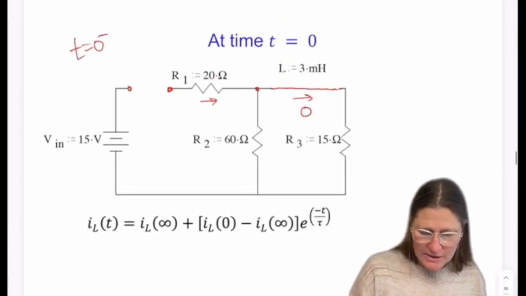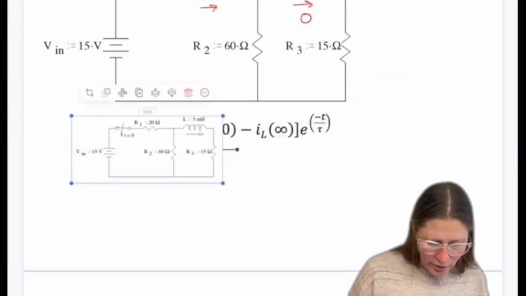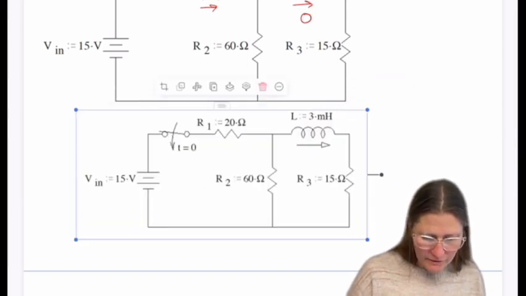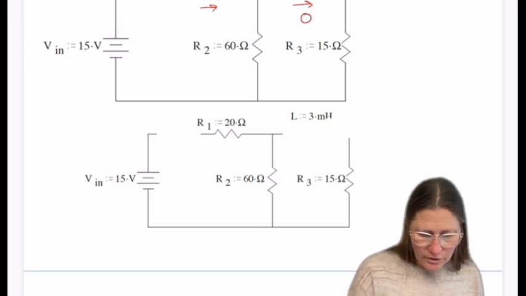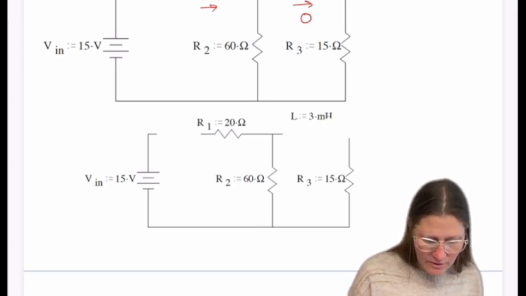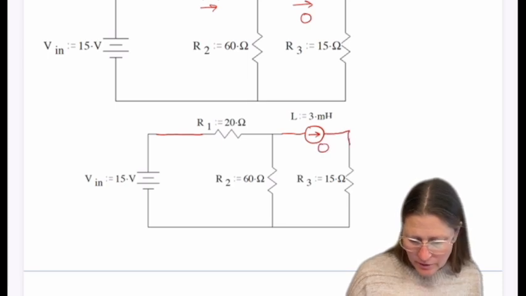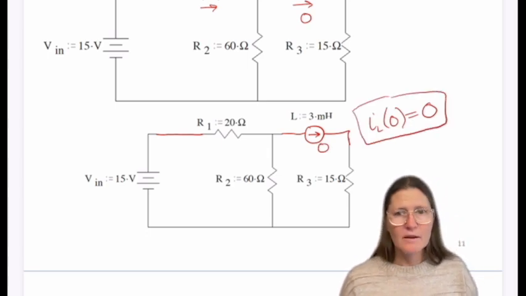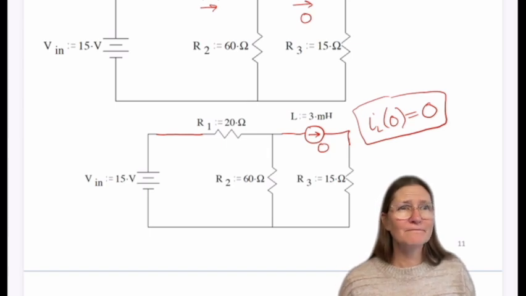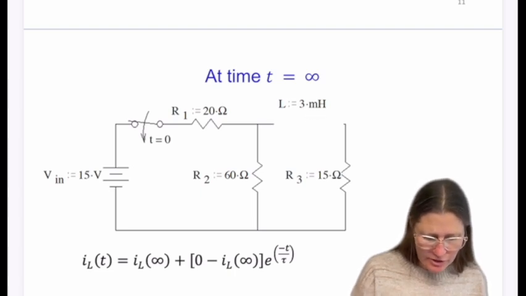So right after the switch, with no current flowing, it's going to stay the same for the current itself. So it becomes a current source. And this closes, and then this is a current source with 0. So IL of 0, which is your initial value, will still be 0. Any questions about that one? Okay. All right, at infinity, the switch will be closed, and this turns into a wire also.